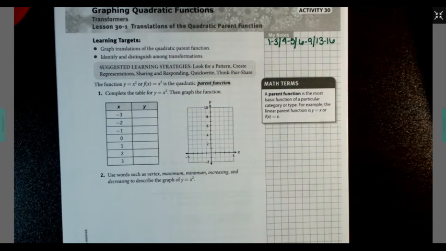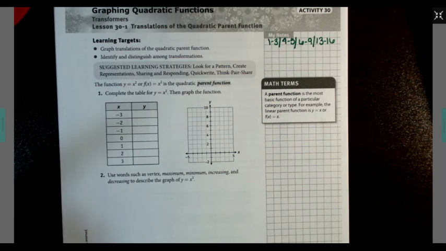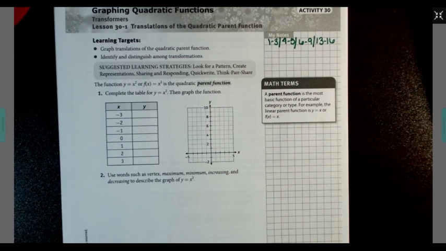Cover lesson 30-1, translations of the quadratic parent function. There were a couple of vocabularies that we're going to get started in this very first section. This lesson will be split into 4 separate sections. We'll cover questions 1 to 3, questions 4 and 5, questions 6 to 9, and questions 13 to 16.